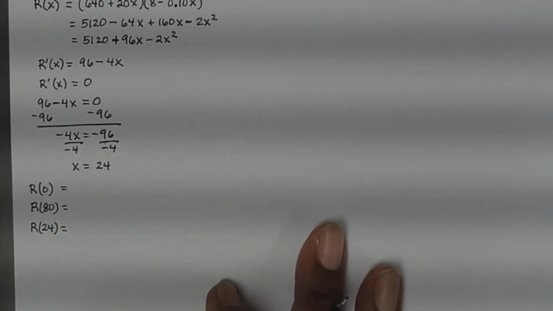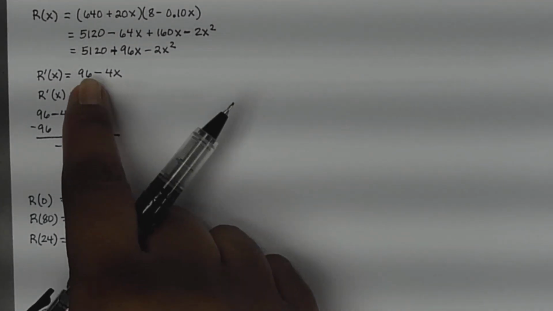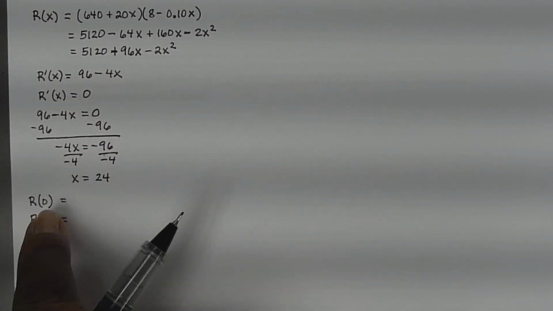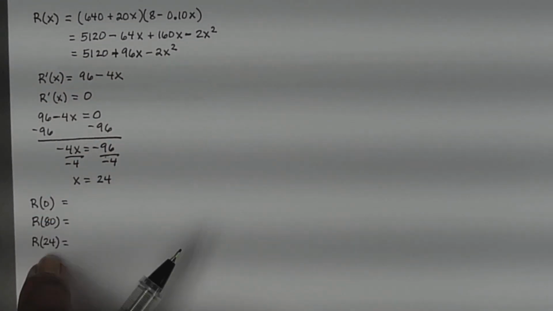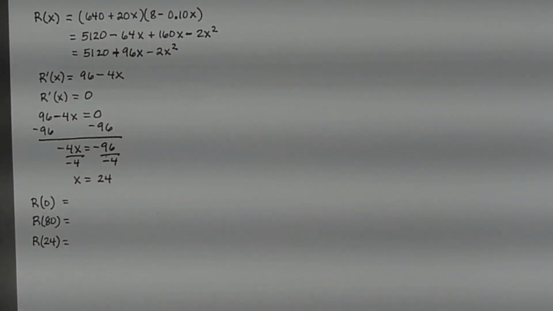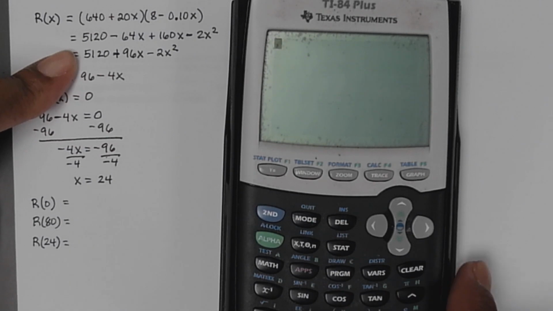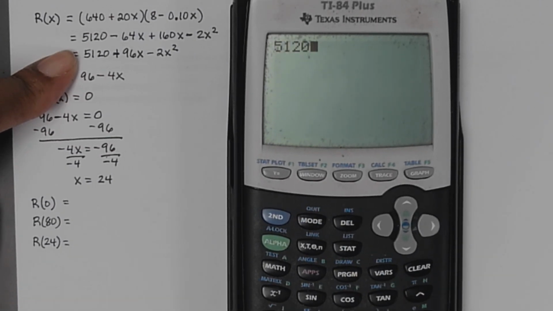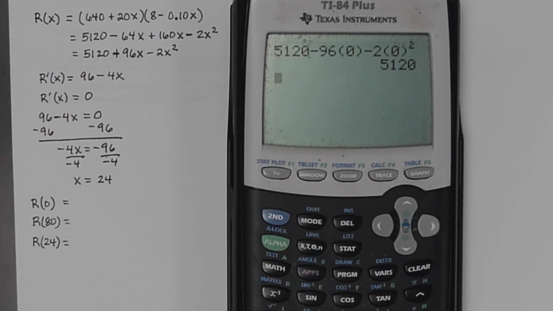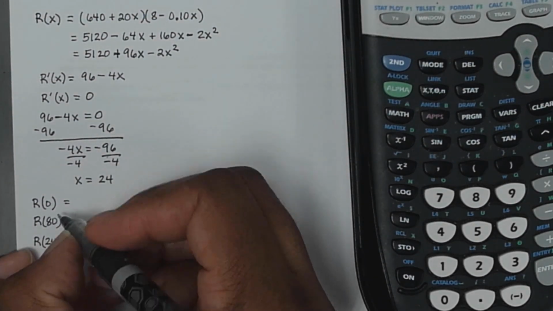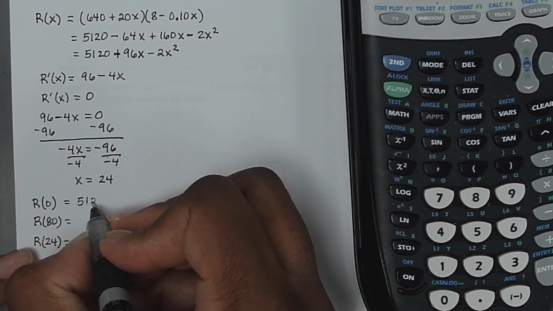Let me go back up here. Okay, here we go. That's your R of x function. For each x value, we're going to replace these numbers in that R of x function, starting with x equal to 0. Using this function, you're going to have 5120 plus 96 times 0 minus 2 times x, which is 0, and then squared. That would be 5120. I think for 0, that's the easiest one to deal with in these types of functions.